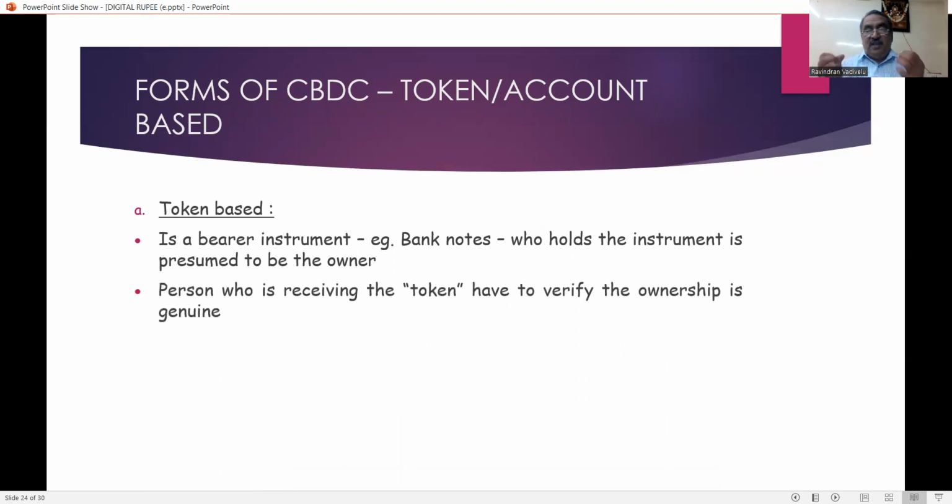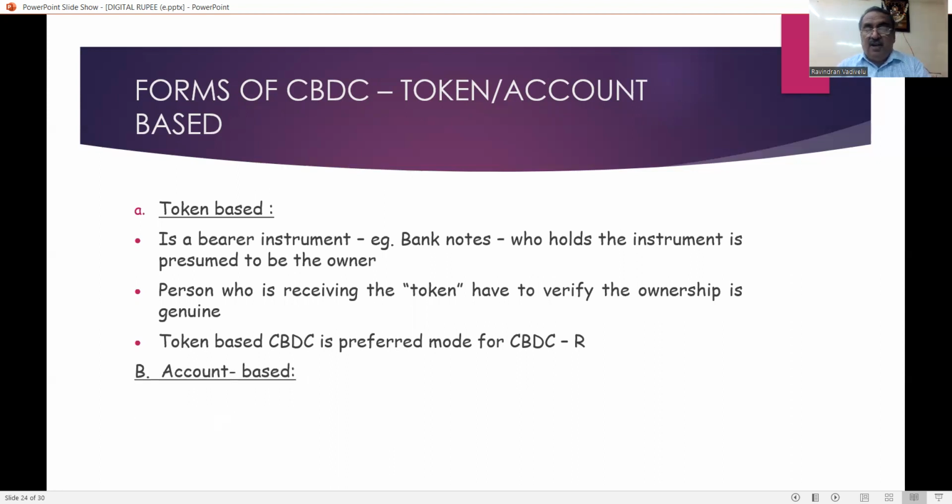The person who is receiving the token has to verify that the ownership is genuine. Suppose I am having the token, then I have to think that the ownership is a genuine one. I should not hold the ownership of others. So token based CBDC is the preferred mode for retail CBDC, which our RBI has recently introduced on 1/12/22.